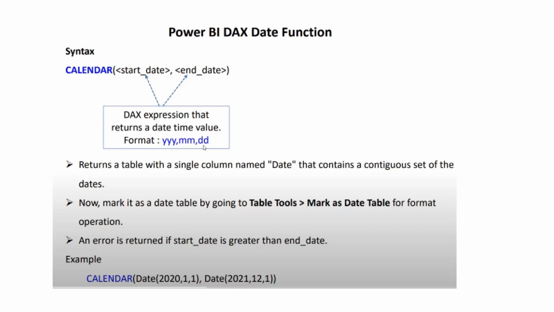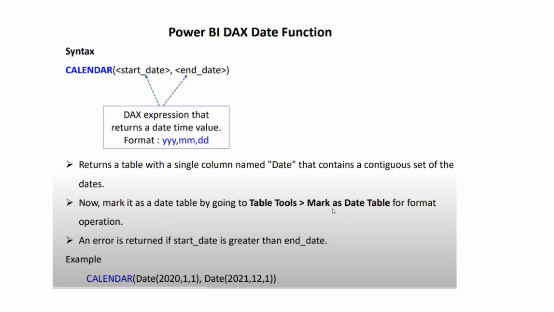Now, what does the CALENDAR function do? It returns a table with a single column named Date that contains a continuous set of dates. To mark it as a date table, you go to Table tools and then choose Mark as date table for the format you want to select.